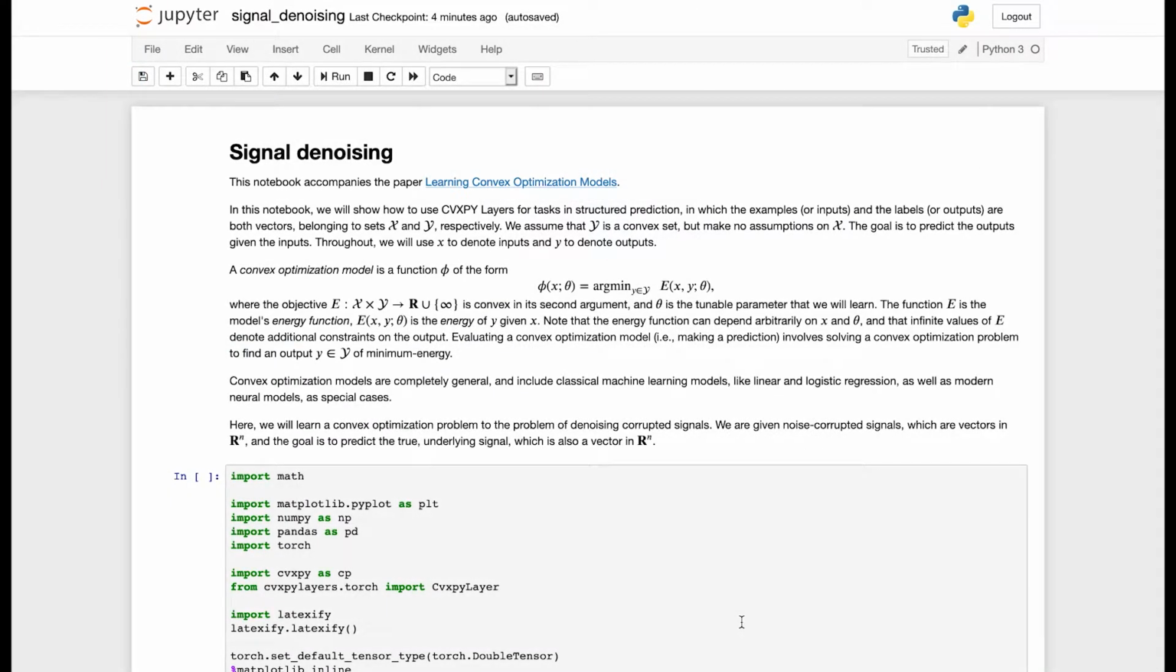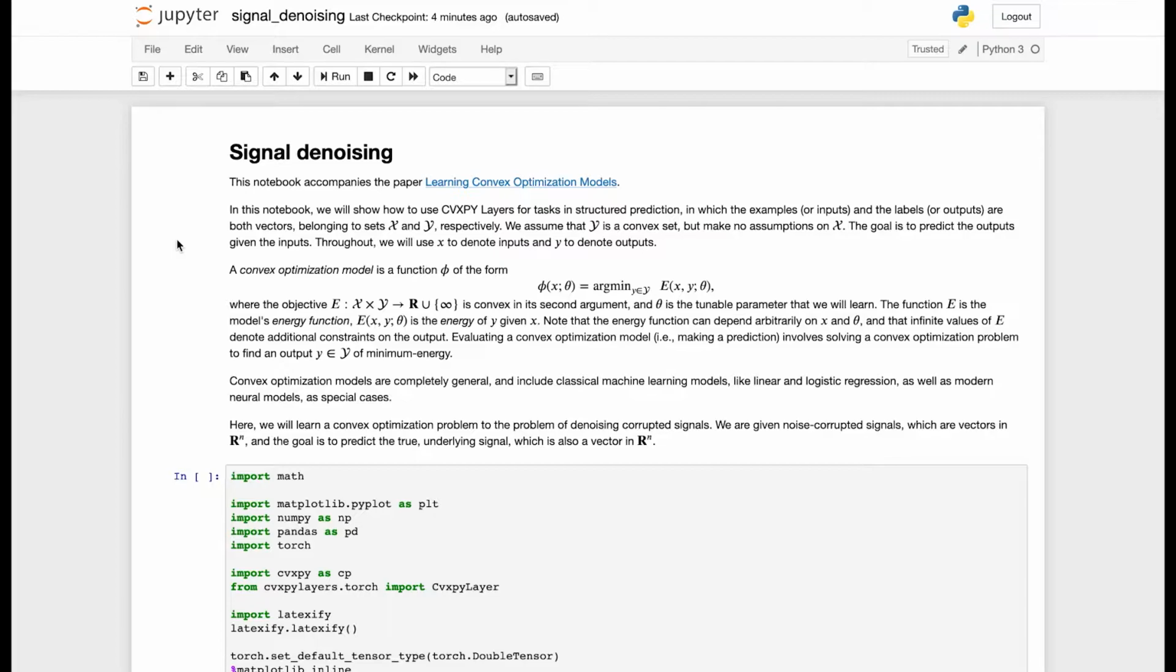We will show how to use CVXPy layers for tasks in machine learning. Specifically, we're going to look at structured prediction tasks. In the basic setting of structured prediction, the examples and the labels are both vectors, and we're going to denote the sets that they belong to as script X and script Y, respectively. Throughout, we will assume that script Y is a convex set, but we'll make no assumptions on X.